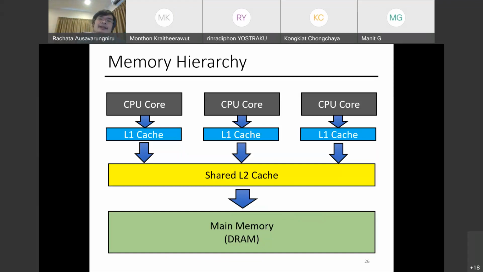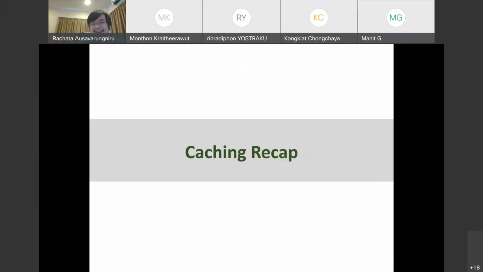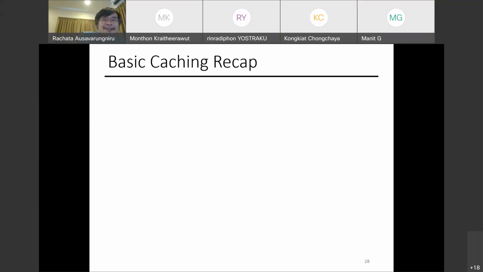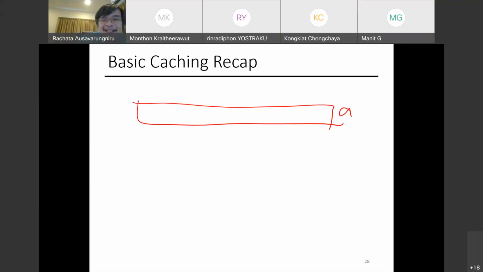All right. Let's do a quick recap on caching, right? So a basic caching recap is this. Anyone remember this? You have the address. You have the bits that would tell you the byte in block. And you have the index bits. And you have the tag bits. What do we use the index bit for? Anyone still remember from previous semester in system skill? What do we use the index bit for? And what do we use the tag bit for?